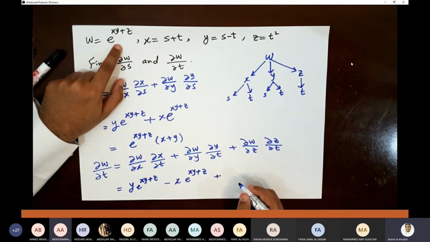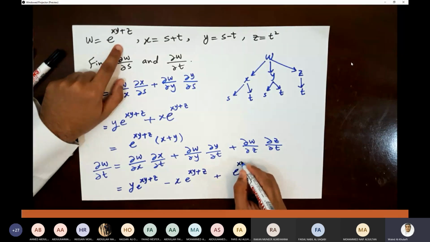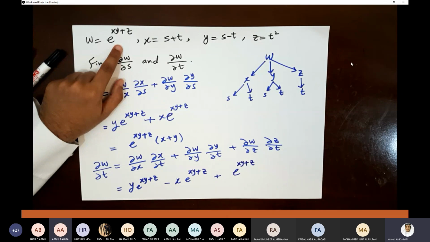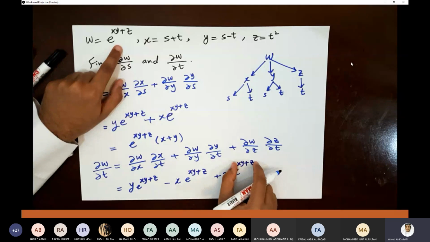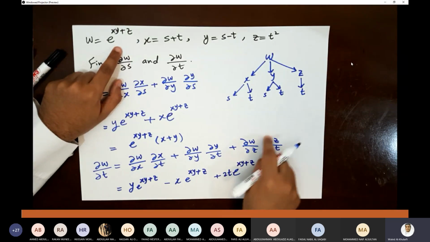We'll give us e, the same times 2t. Okay, of course the derivative, the power derivative power is 1. خلاص نروح على طول على الثاني اللي هو partial z by partial.